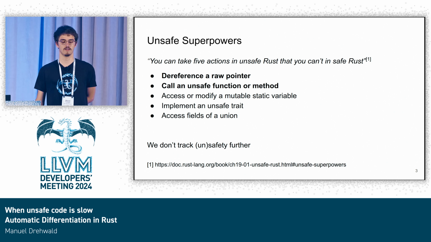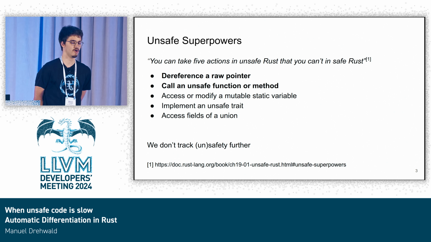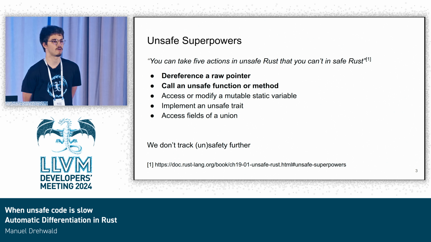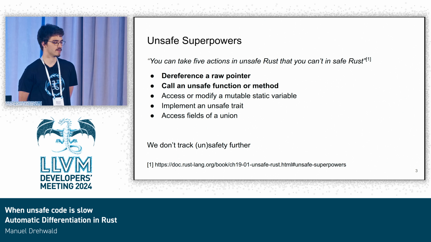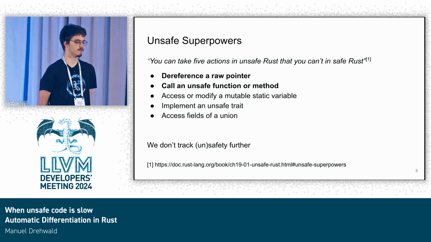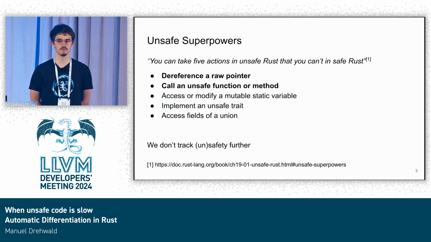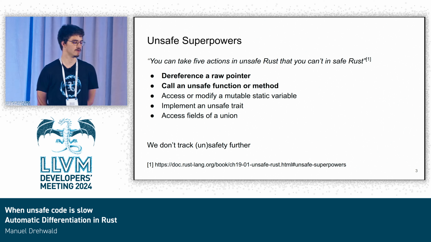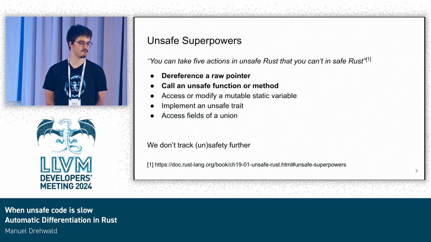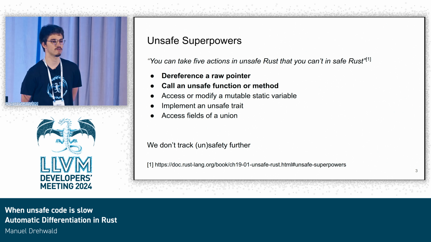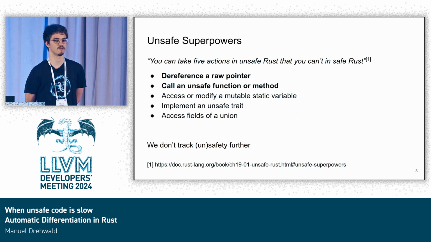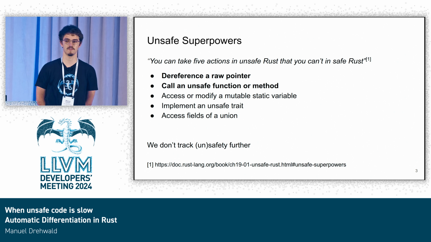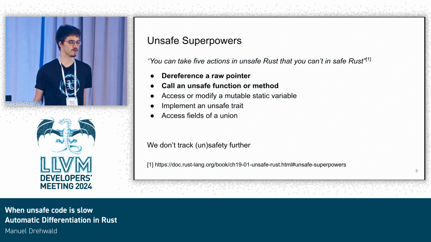You can access and modify a mutable static variable, which, I mean, globals are kind of bad. You should not do that unless you know what you're doing, so it's rarely the case that you need to. We also are able to implement an unsafe trait. And finally, you can access fields of a union, which is similar to enums, except they are not tagged. So you are to some extent responsible for what you do with them. I don't really see much usage of unions in Rust, but they do exist.